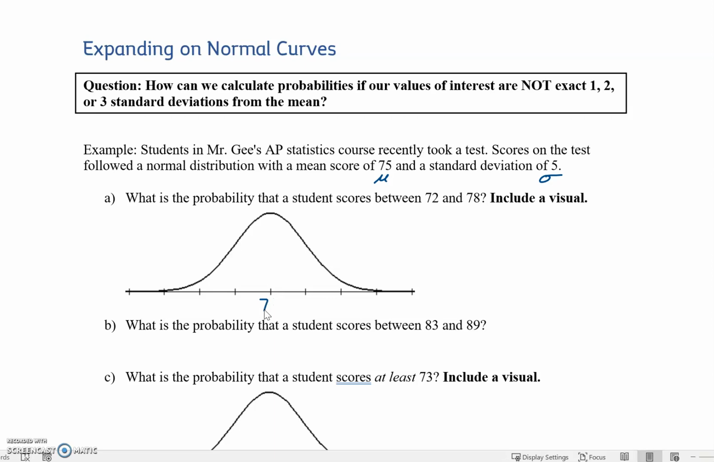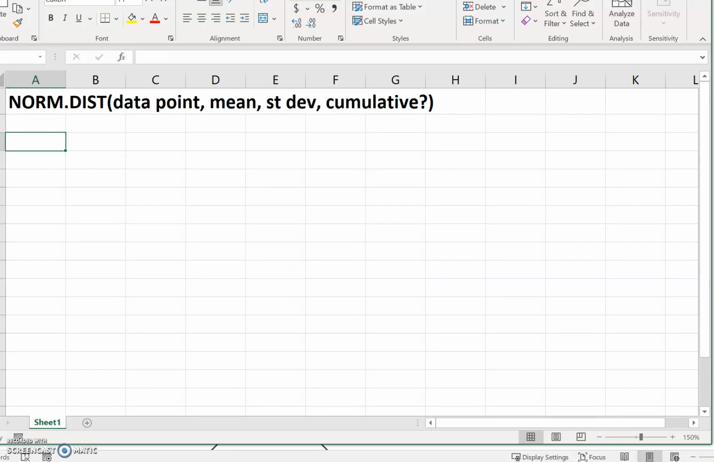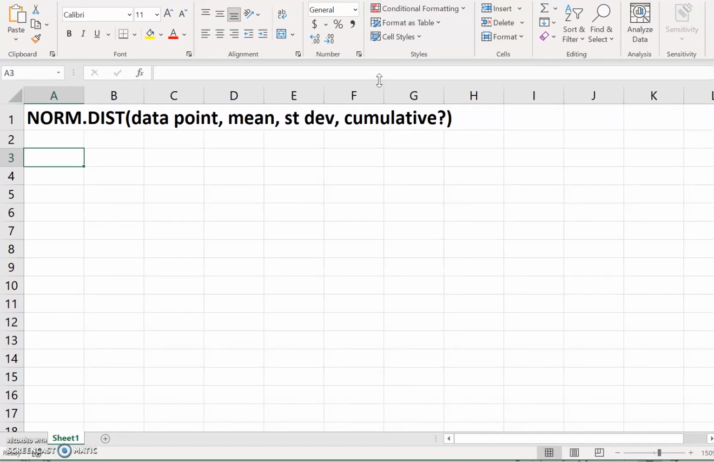Well, 75 is right in the middle. If we have a standard deviation of 5, that means we go up to 80. So notice we skipped right over 78, which would be somewhere in here. And then if we go backwards, we go back to 70, and we notice we skip over 72, which would probably be about there. So we're looking for that area. Again, we can't use the 68, 95, 99.7 rule. So we're going to instead bring up our norm dist.